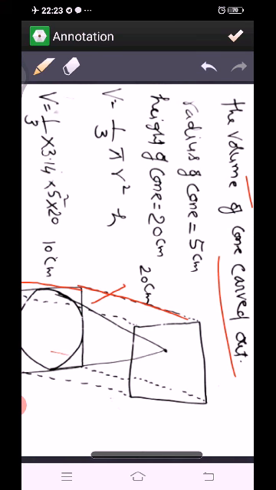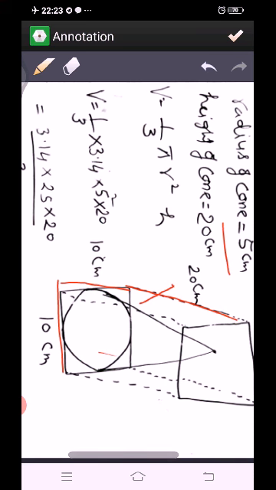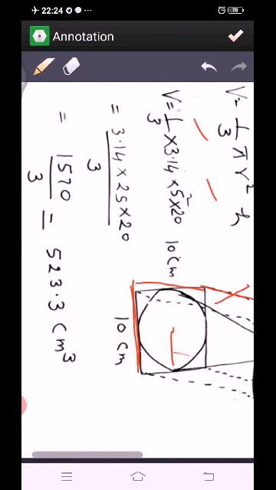So now in this case radius will be 5 centimeter because base is, here we can see, 10 centimeter, this will be diameter, so its half will be radius equal to 5 centimeter. Height of cone will be 20 centimeter. So volume equal to 1 by 3 pi r square h. In this question it is not written, so we have to take pi equal to 3.14.